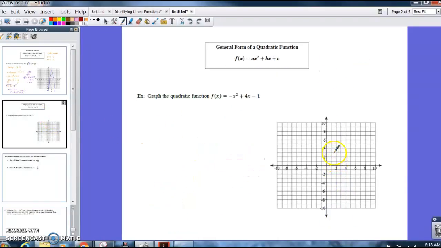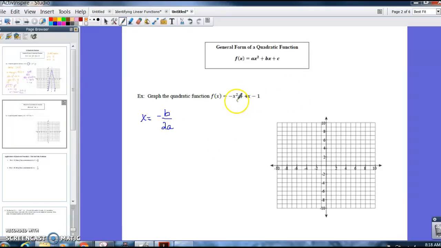Okay, when we are given the quadratic in the general form, which is something that you have seen many, many times before, we find our vertex by first finding the axis of symmetry. If you remember, we use the formula negative b over 2a, right? That's the first thing that we use.